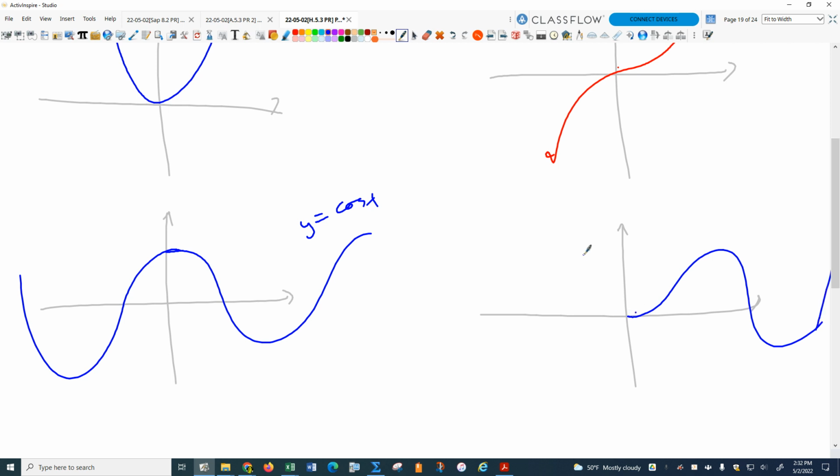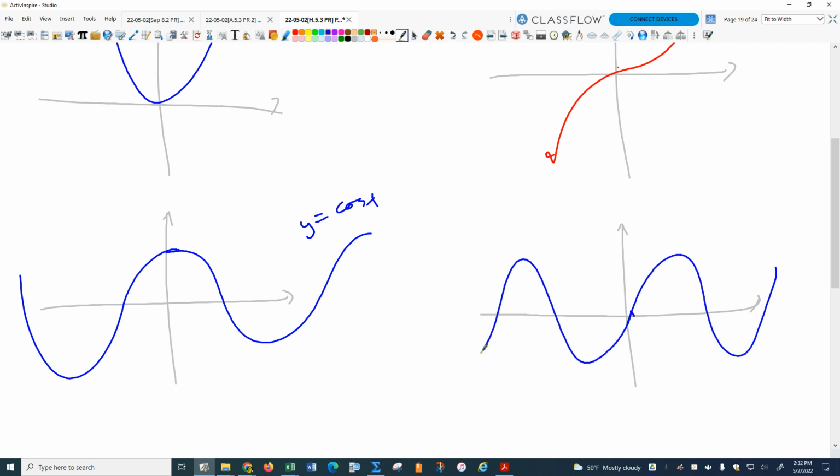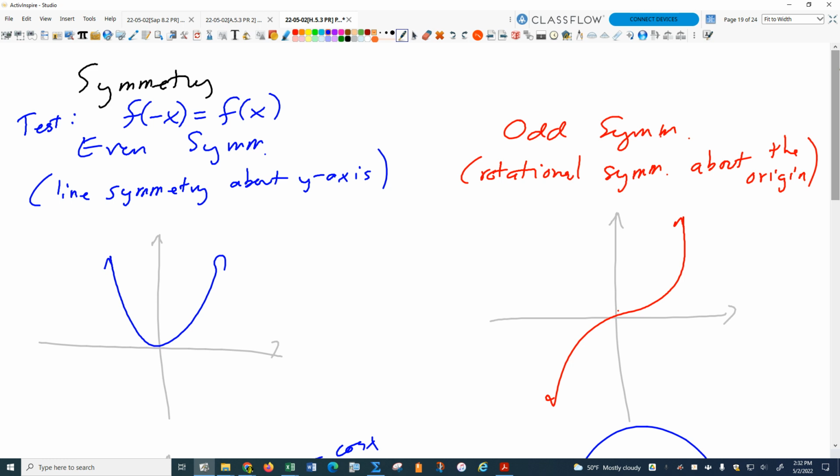Oops. There we go. Hang on, let me redraw that. That's pretty bad. Like that. I can actually spin that thing 180 degrees and it overlaps with itself. Okay? The test for odd symmetry is this. f of negative x. So if I substitute negative x into a function, if I get back the opposite of f of x, then that's odd symmetry. Okay?